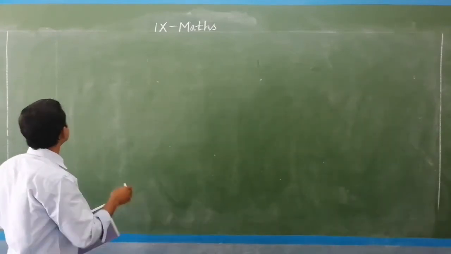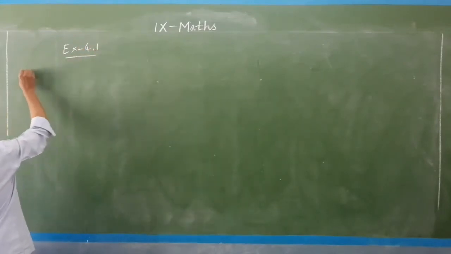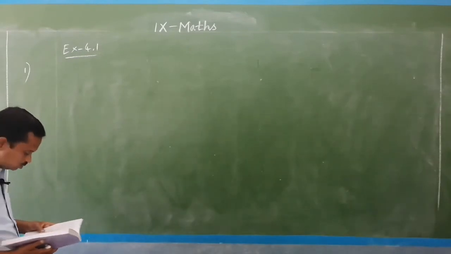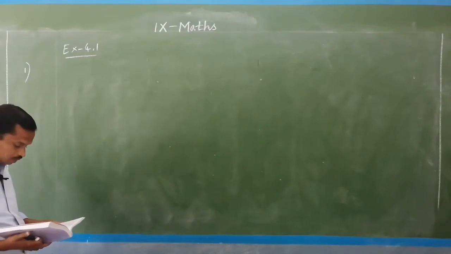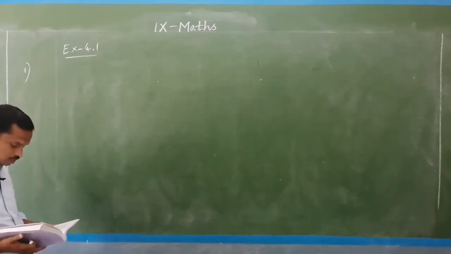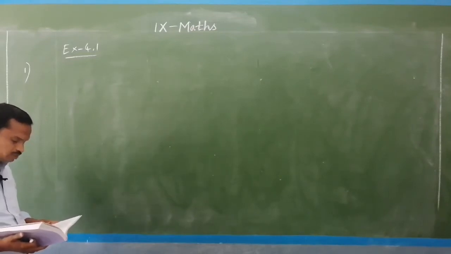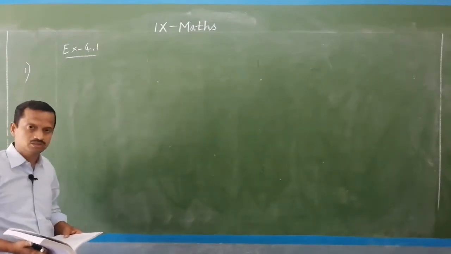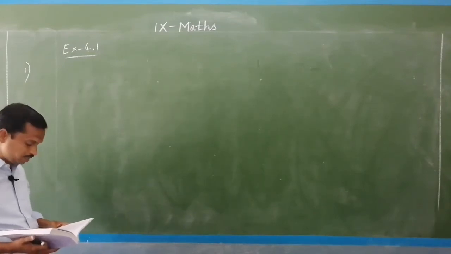The first question, question number 1, very simple, you listen. The cost of a notebook is twice the cost of a pen. Write a linear equation in two variables to represent this statement. They are asking to just write the linear equation by representing the statement, that is all. And a hint is also given for easy understanding.